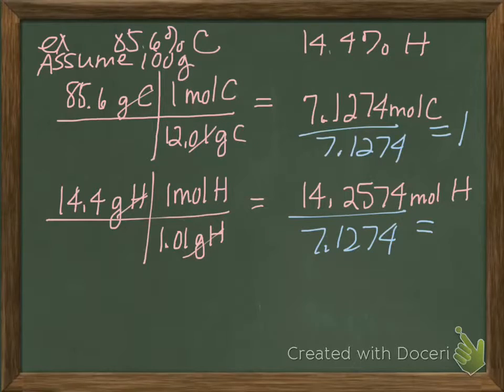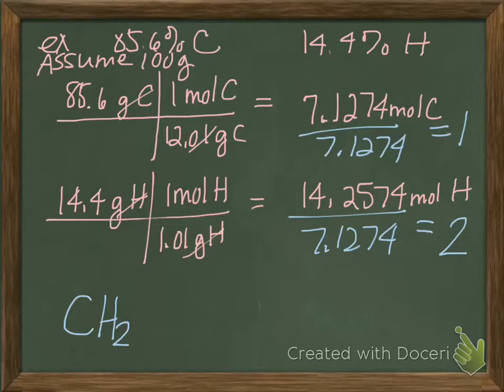Okay, and then if you do that one, what do you get? I'm going to tell you it's 2. Okay? Now, that is our formula. That means that our empirical formula is 1 carbon and 2 H's. So it's CH2.